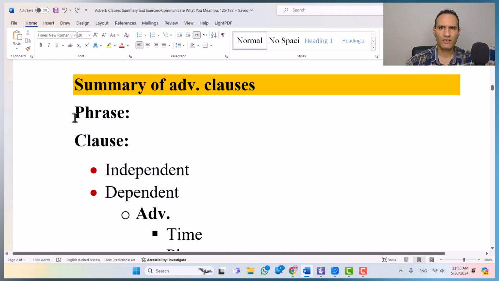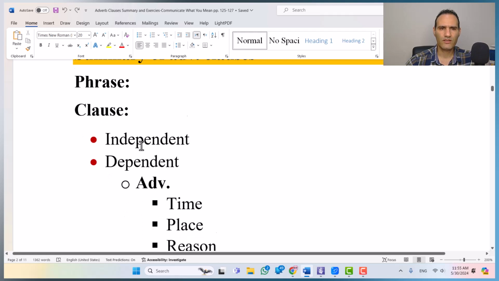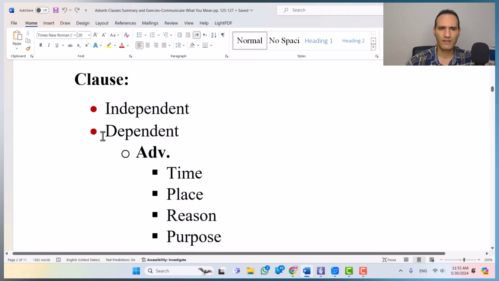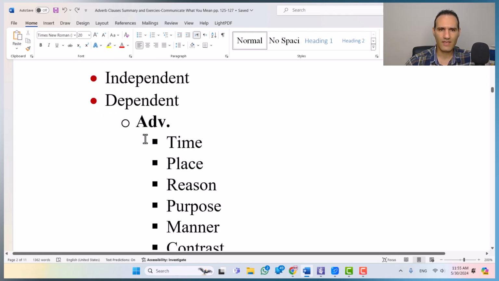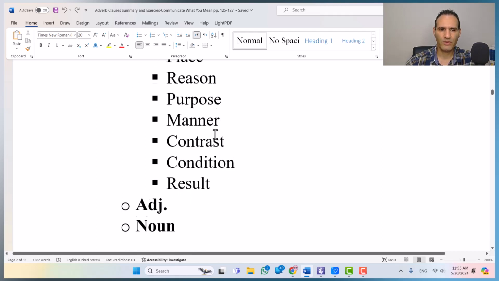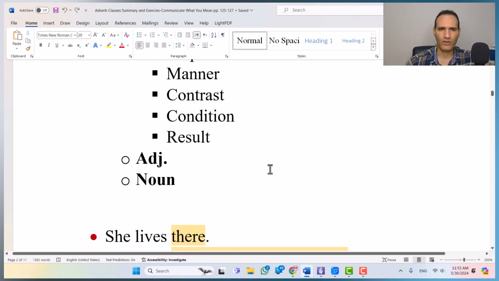What is a phrase? Two or more words that do not form a clause. What is a clause? The combination of a subject and a verb gives a clause. And you know that a clause is of two types: independent, dependent. Regarding the meaning, independent can stand on its own, dependent needs something. So we are covering three types of dependent clauses in this book: adverb clauses, adjective and noun clauses.